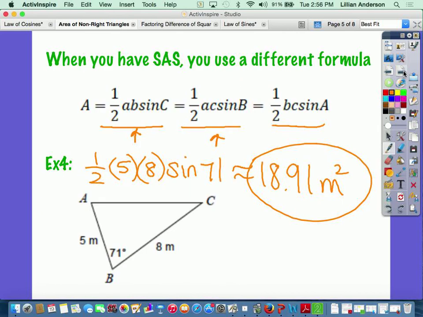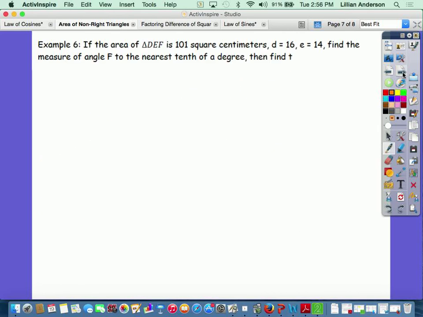So, questions on using area? The reason why you didn't learn that first was because then you would have had to introduce sine, unit circle, and all of that. It's baby steps, baby steps. So here we go. Let's look at some more involved ones.